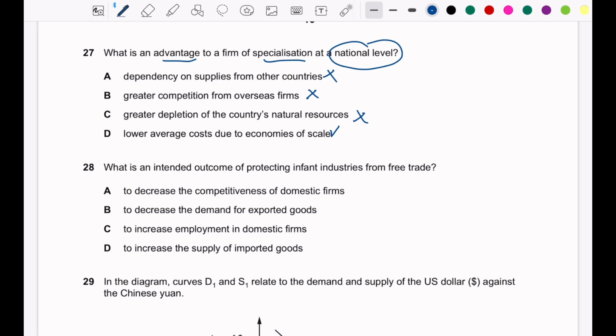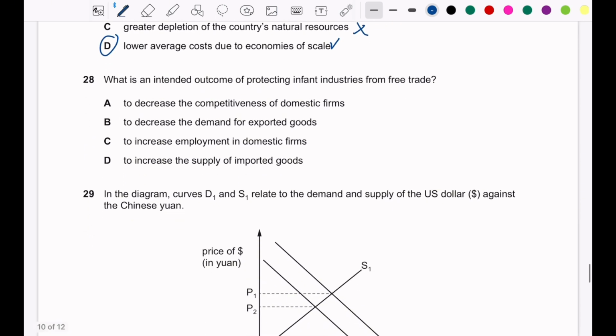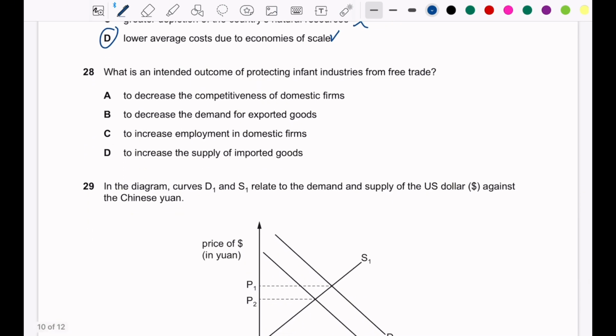So why do I say take note of national level? Because sometimes they'll talk about an international level. But in this case, the 3 other options are all disadvantages. But if B changes to becoming more competitive over other overseas firms, then this may be wrong because it's about international. But economies of scale can be national level. So it's D.